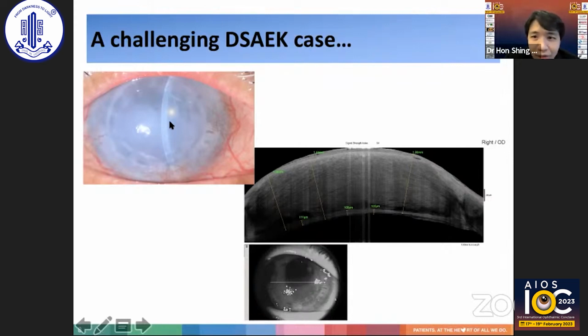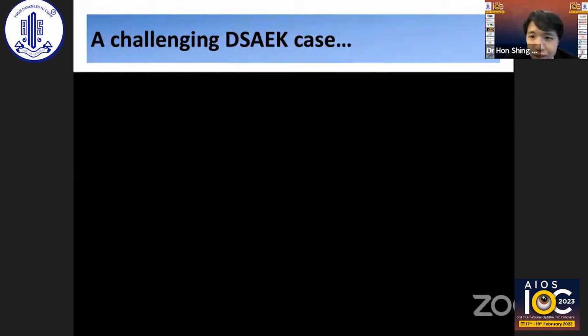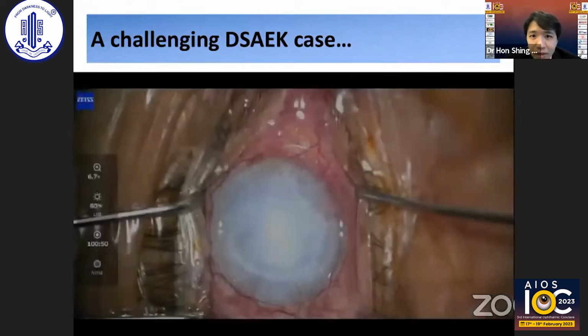And you can see a severely swollen cornea on this RTVue image with measurements of over 1,000 microns. And you can see actually her old Descemet's graft underneath, which is also quite swollen and starting to detach from her penetrating keratoplasty. So I plan to change her DSEK graft. So this is her surgical video.